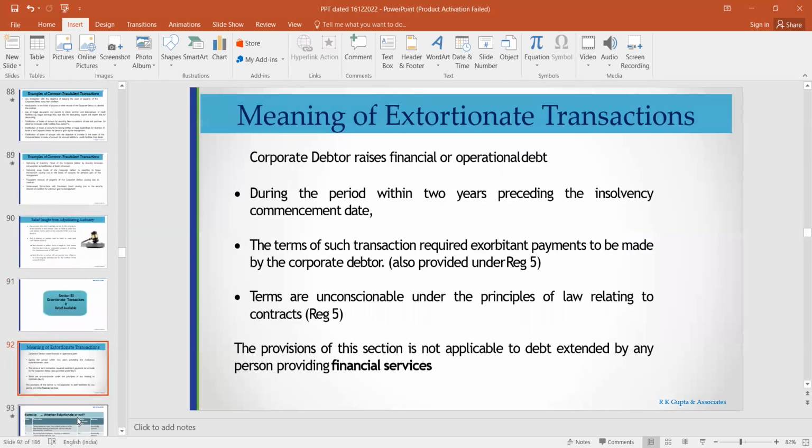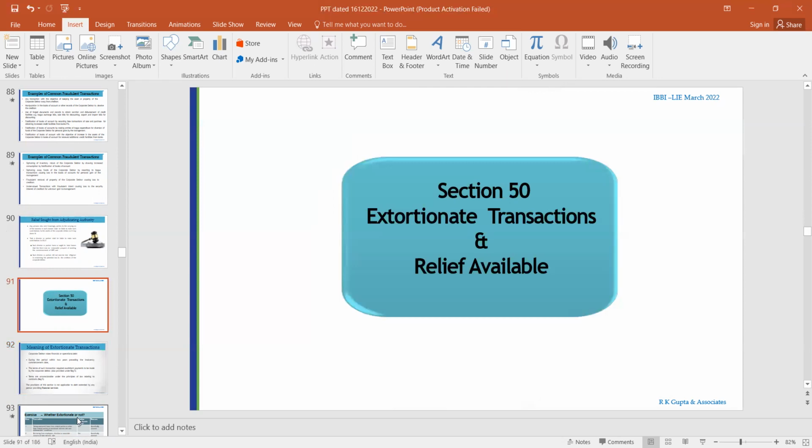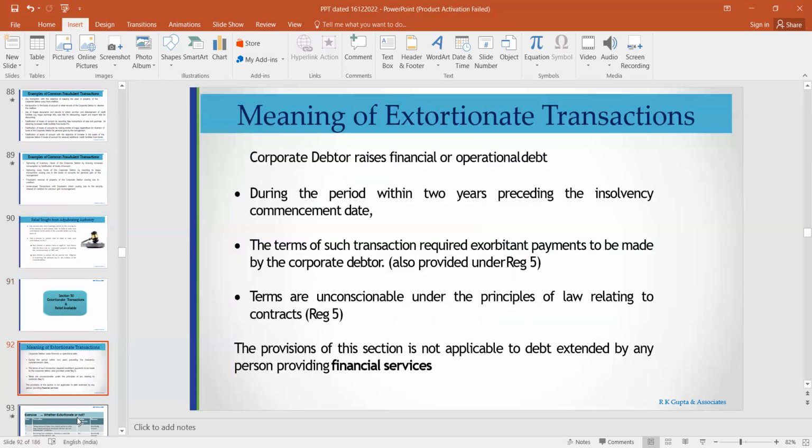Extortionate. In case of extortionate, the period is again 2 years and 1 year. Achha, just a minute. Extortionate mein dekh lete hain. In extortionate I think it is 2 years only. Isme koi related aur unrelated ka nahi hai. Section 50, let me see. Yes, it is 2 years in case of all the parties for extortionate. There is no concept of 1 year or 2 years. But in case of provider of financial services, then this is not applicable.